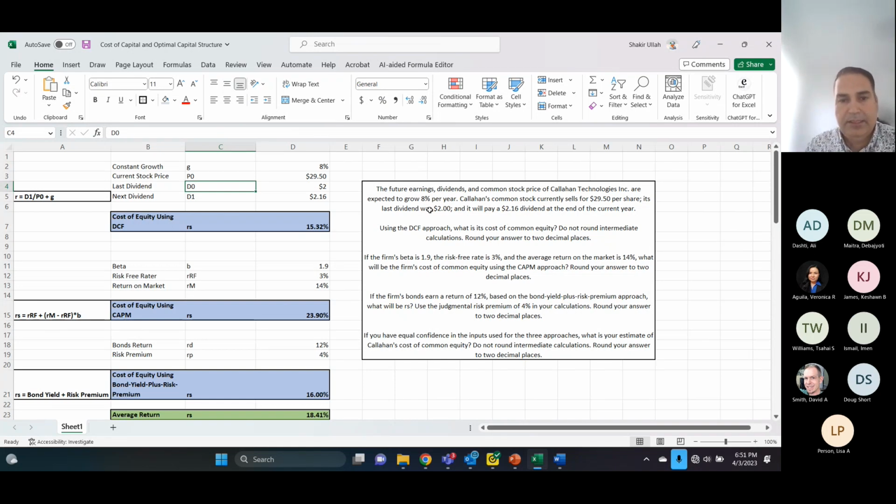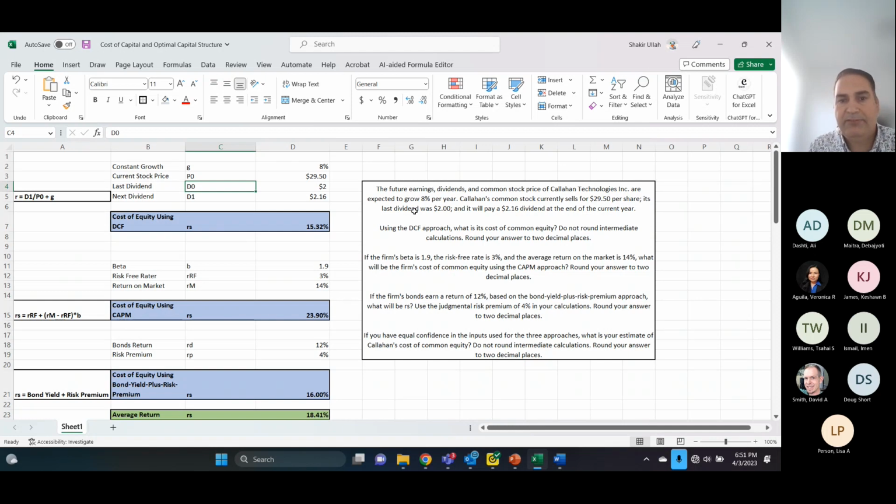All right. So this problem says that the future earnings, dividends, and common stock price of this company are expected to grow at 8% per year. So that means the growth rate is 8%, whether it is the dividend, the earnings, or the stock price, everything grows at 8%. The common stock currently sells for $29.5. That means we're going to use the dividend discount model to find RS.